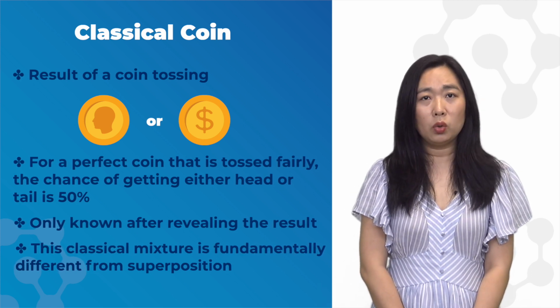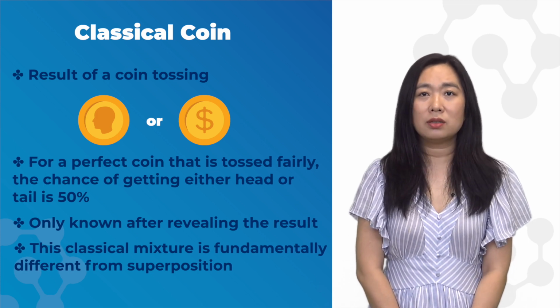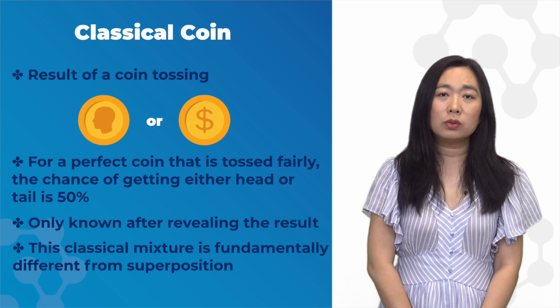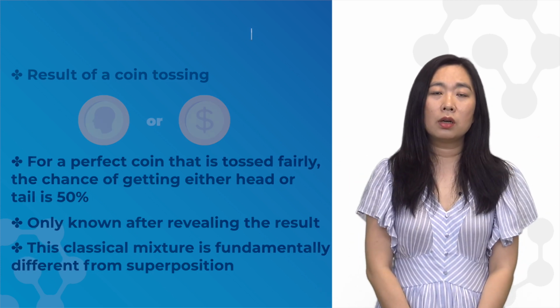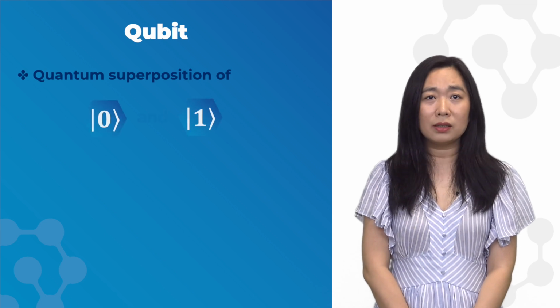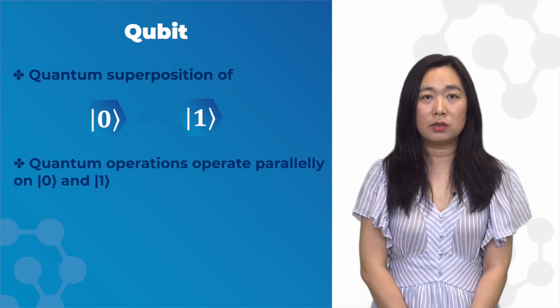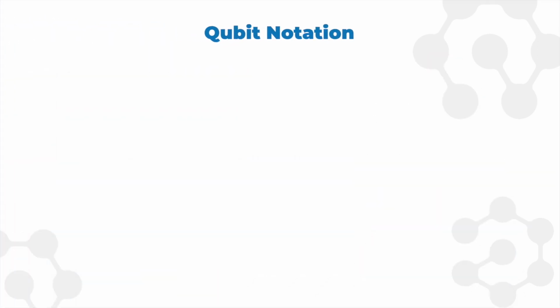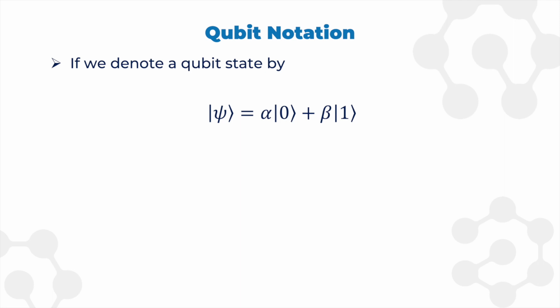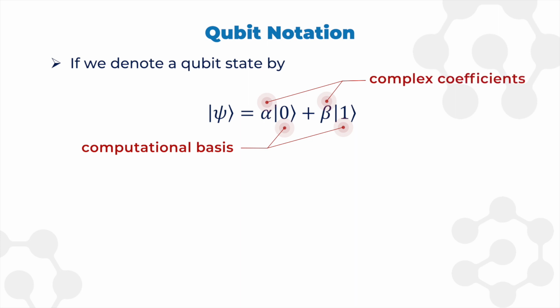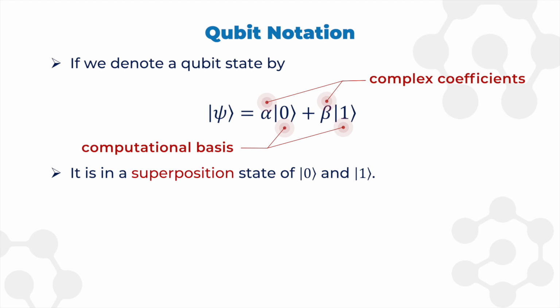The quantum mixture of the qubit can be more evolved than just a coin tossing, which we refer to as the superposition. A quantum operation operates directly on the superposition state, which can be understood as parallel operations on 0 and 1 states. If we denote a qubit state by state psi, then psi equals alpha 0 plus beta 1, where alpha and beta can be any arbitrary complex numbers. We say that the qubit is in the superposition state of 0 and 1.